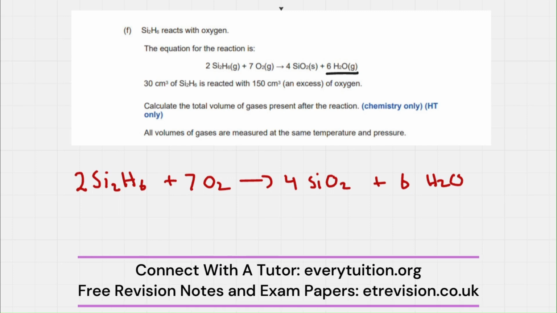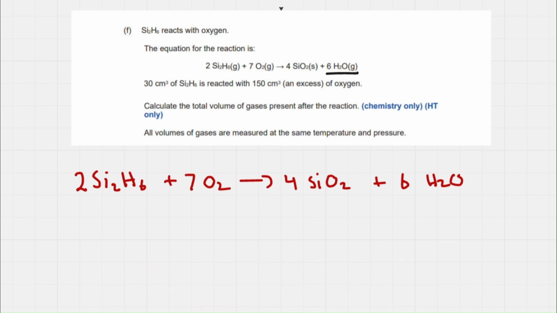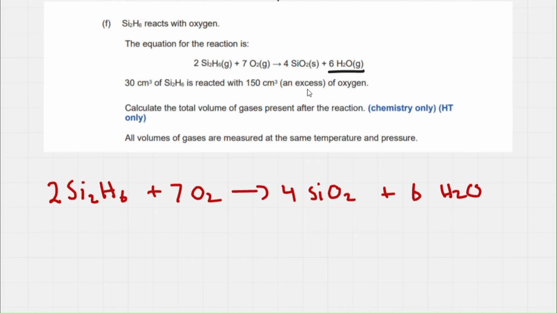Hello and welcome to another video on quantitative chemistry where we are going to be answering a question on the amount of substances. Today we're being asked to calculate the total volume of gases present after the reaction. We're given 30 cm³ of Si2H6, which is reacted with 150 cm³ of oxygen, which is in excess.